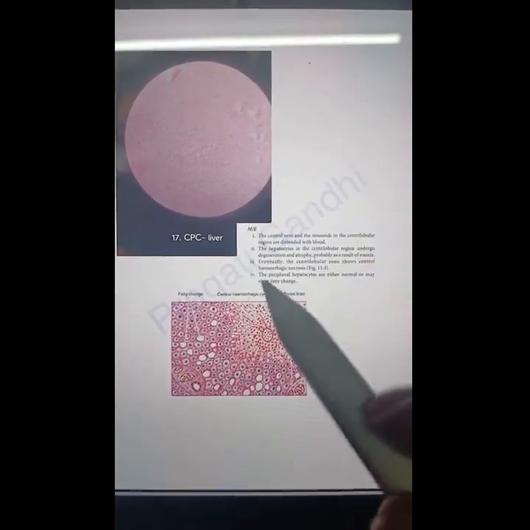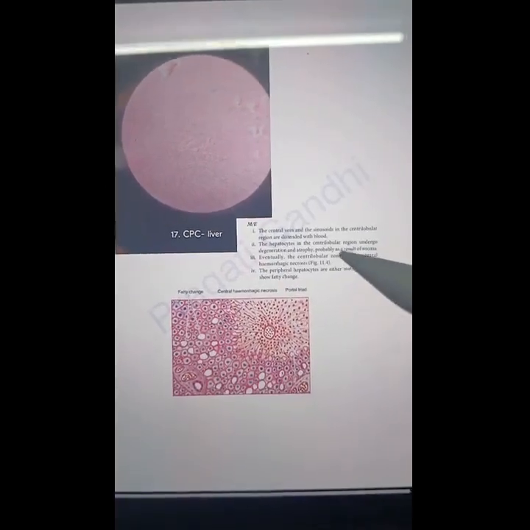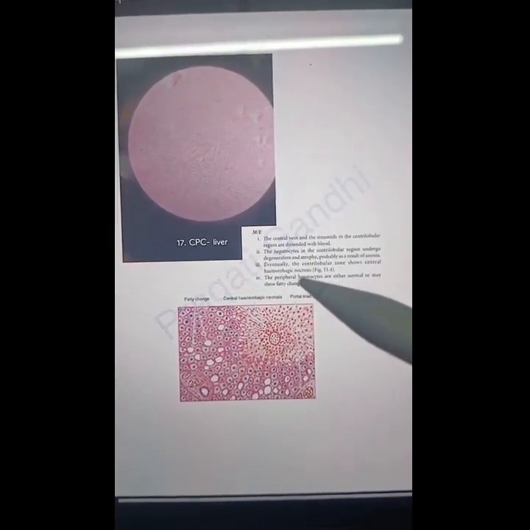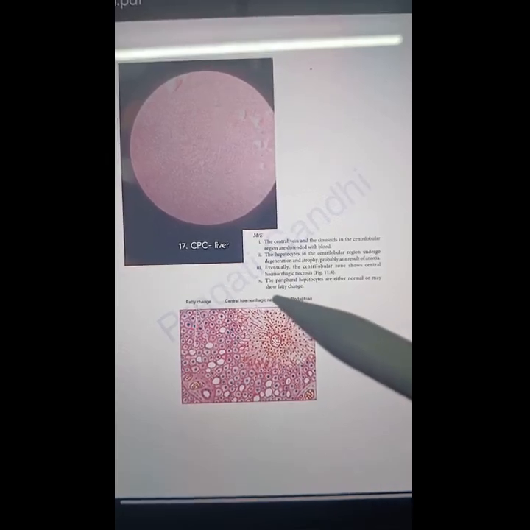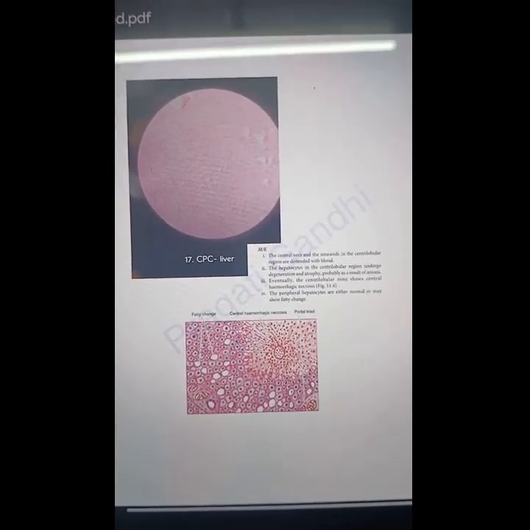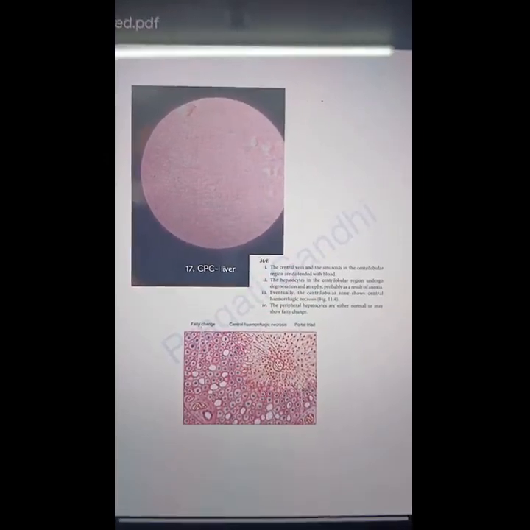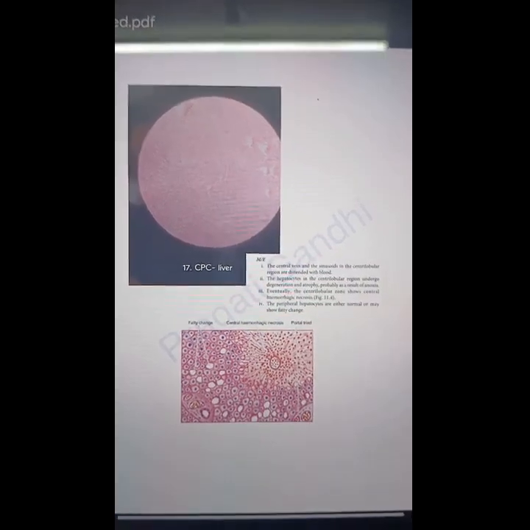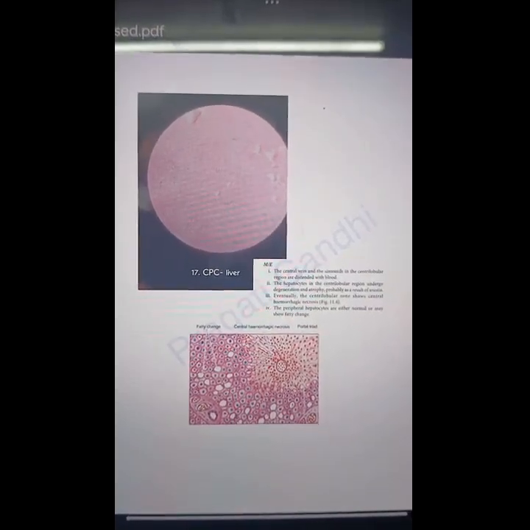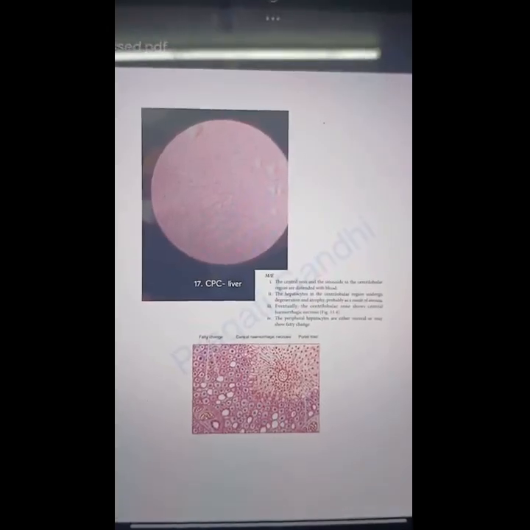Next one is CPC liver. Let's first discuss its pathology. The main reason for CPC liver is basically portal hypertension. Portal venous pressure increases, which causes dilatation of the portal vein, then dilatation of the hepatic sinusoids, transmission of pressure, which causes dilatation of the entire liver.